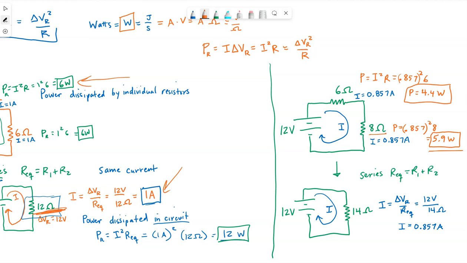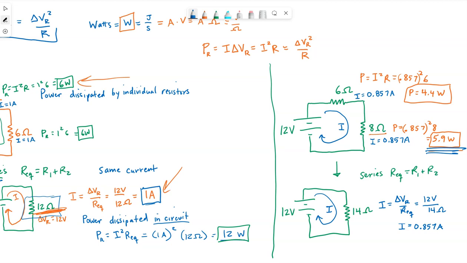Now, in terms of conceptually understanding power, we can think of these, for example, as light bulbs. You will see a number of problems that refer to brightness. These are 2 light bulbs. Which one is brighter? Well, just like a 60 watt versus a 100 watt light bulb, the larger the power, the brighter the light bulb would be. So in the second example here, the 8 ohm resistor would be brighter than the 6 ohm resistor.